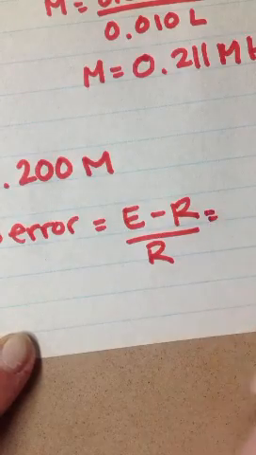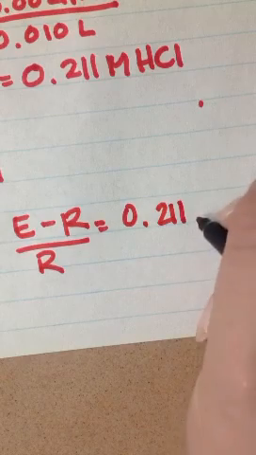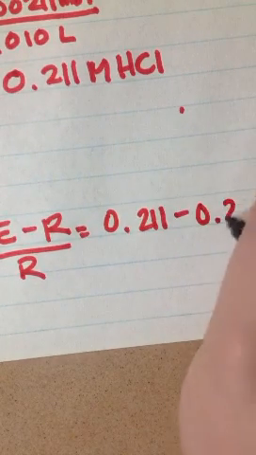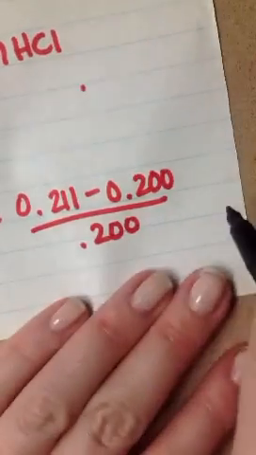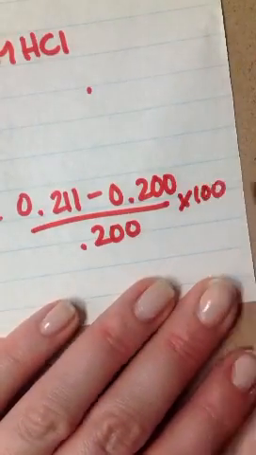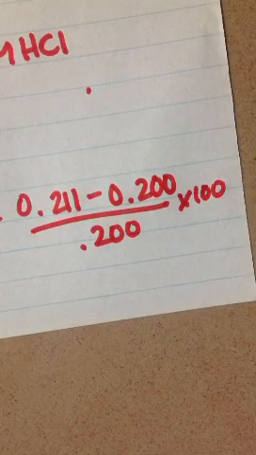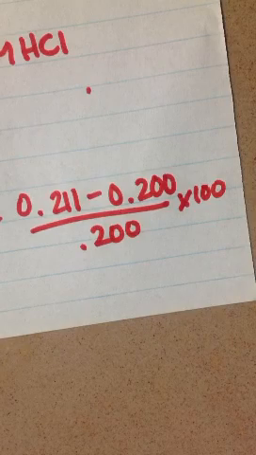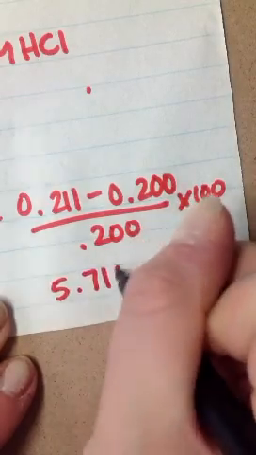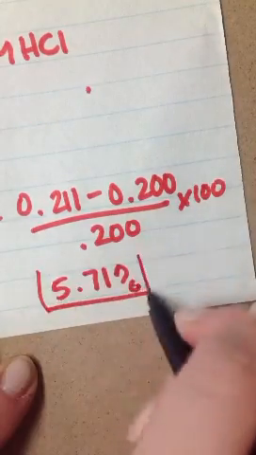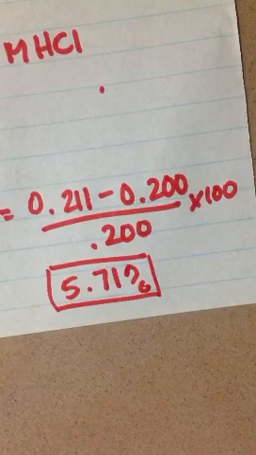So experimental is whatever you got. In this experiment, I just got 0.211. Then I subtract the real value. Well, I just told you the real value is 0.200. And then I divide by the real value, 0.200. And then, of course, to make it into a percent, I have to multiply by 100. So when I do that in my calculator, I get 5.71% error. And that's really, really good. Anything less than 10% error means I did a pretty good job with my trials.